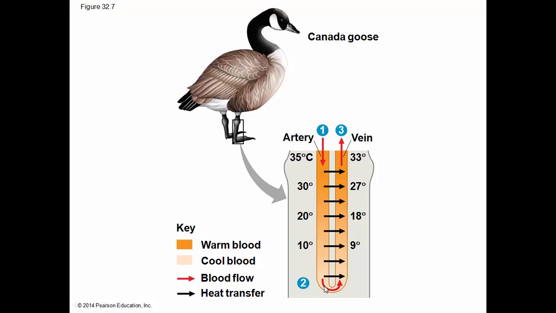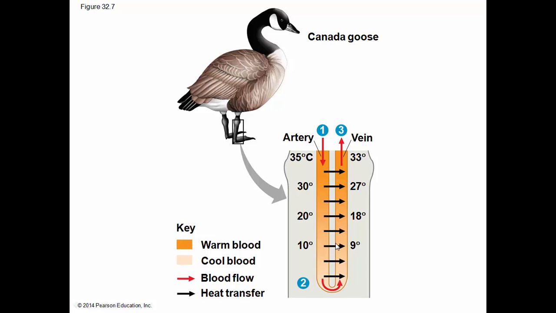It goes down to the feet. As it reaches the bottom of the feet into the toes of the organism here, in this case the Canada goose, it loses heat and then it cools down, but as it rises back up to the body, you don't put cold blood back into the body. That would shock the system. So that blood has to get warmed up somehow. So it gets warmed up through this countercurrent heat exchange.